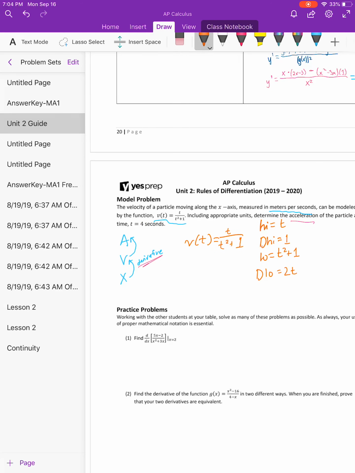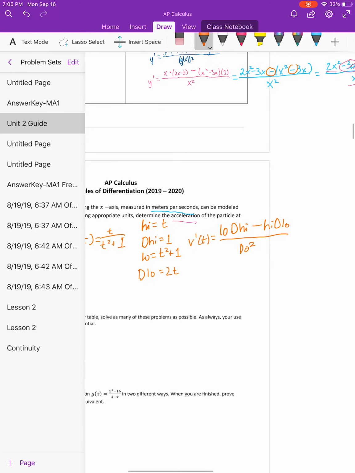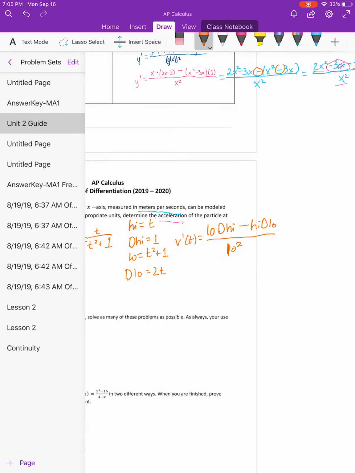Now let's plug in our function. So it is low d high, or I'm going to say a of t is equal to low d high minus high d low all over low squared. Actually, let's get us into good habits. Technically, while it is a of t, we're going to say v prime of t.